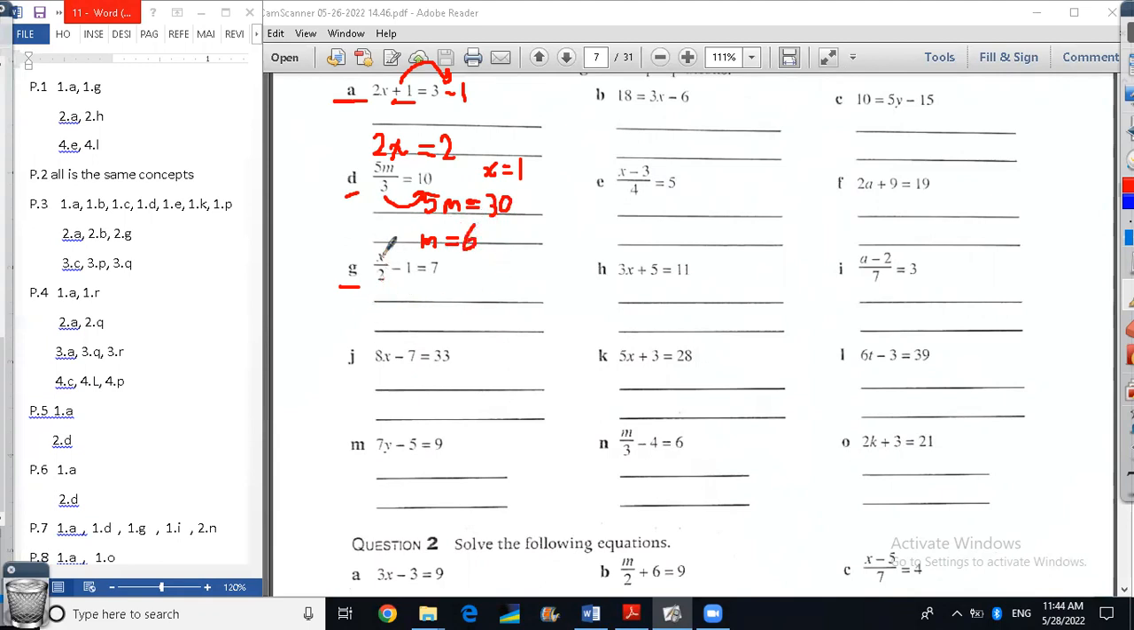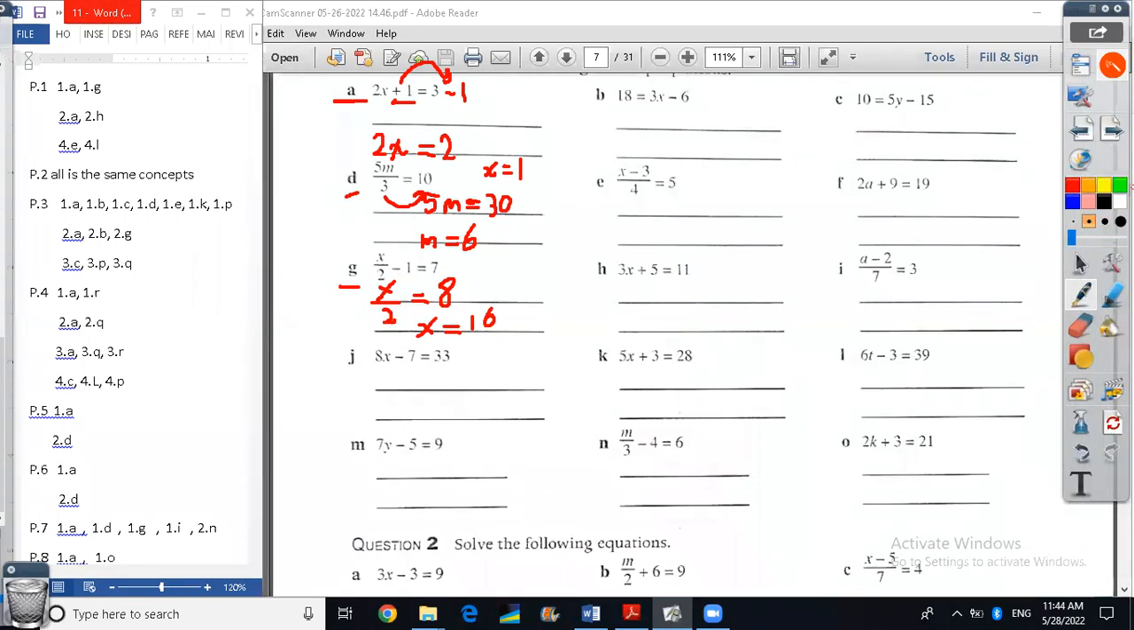Question G. X, we divided it by 2, then we subtracted 1. So what are we going to do? Get rid of the -1, send it there, +1. So it's x over 2 equals 8. Sending -1 there, +1, equals 8. So x equals what? We need to send the 2 there. It is division, so we send it there, multiplication. So x equals 16.